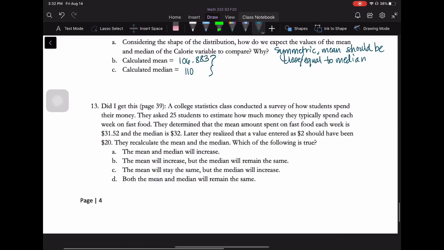Lastly, did I get this? A college stats class conducted a survey of how students spend their money. They asked 25 students to estimate how much money they typically spend. They determined that the mean was $31.52, and the median was $32. And then they realized that a $2 bill should have actually been 20. What happens to your mean and your median? So I want you to, if you haven't already, pause the video and think about what happens to the values, and then come back when you're ready.